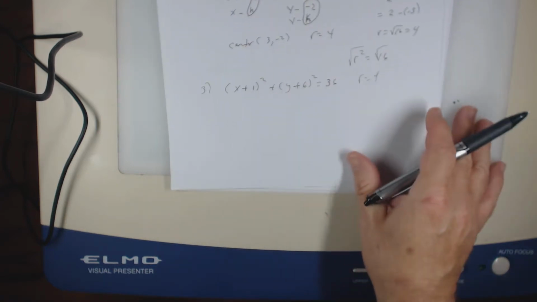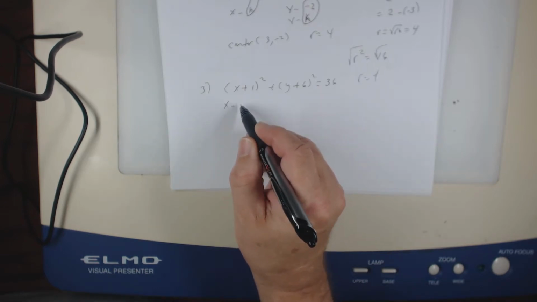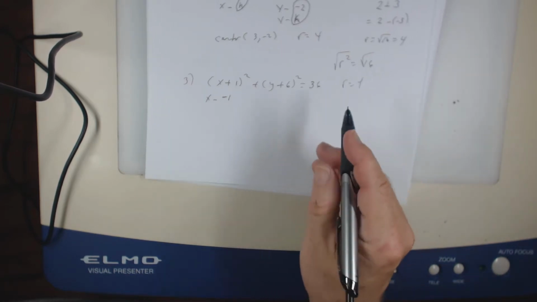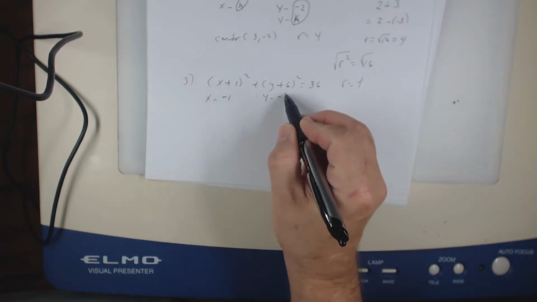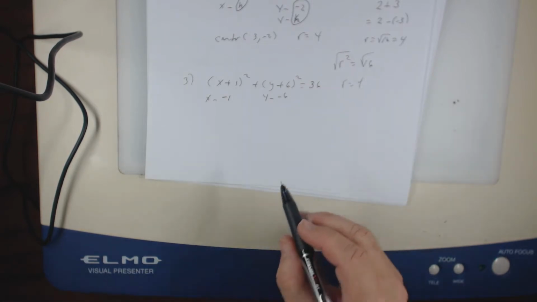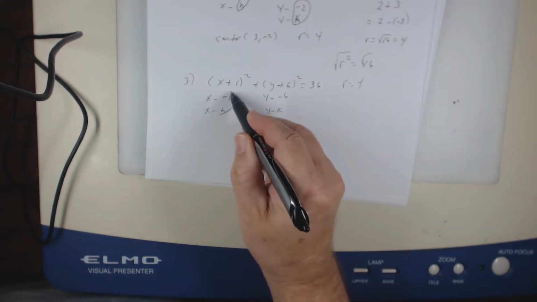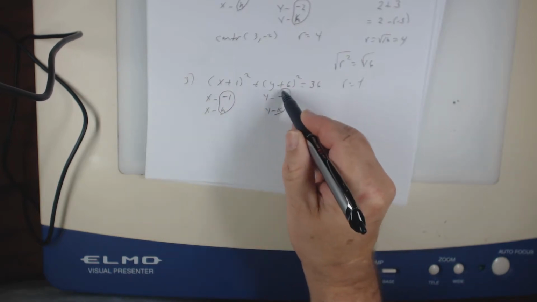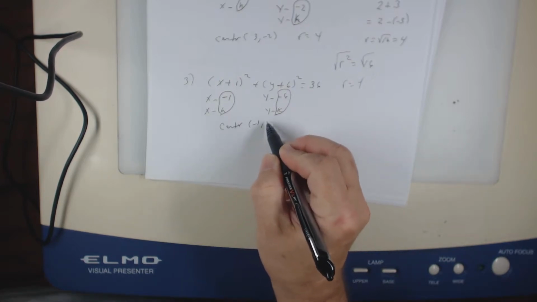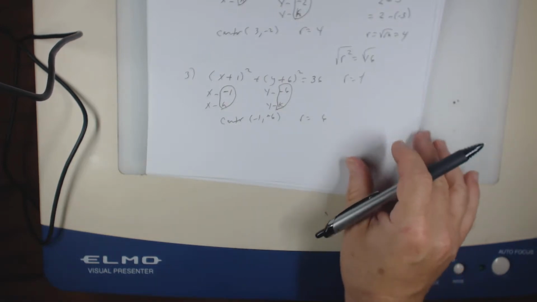So you've got to remember what the equation of a circle looks like. So you need to rewrite that x plus 1 as x subtract a negative 1, and rewrite the y plus 6 as y minus a negative 6. Okay? And so therefore x minus h, y minus k. So h is negative 1, and k is negative 6. So your center is negative 1, negative 6, and the radius is just 6. All right.